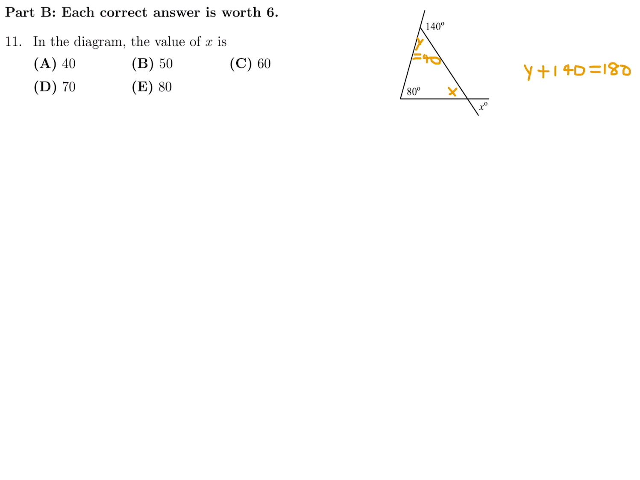So now we can use 40, 80, and x to figure out what is x, because those three added together equal 180, and therefore x is equal to 60. So number 11, the answer is C.